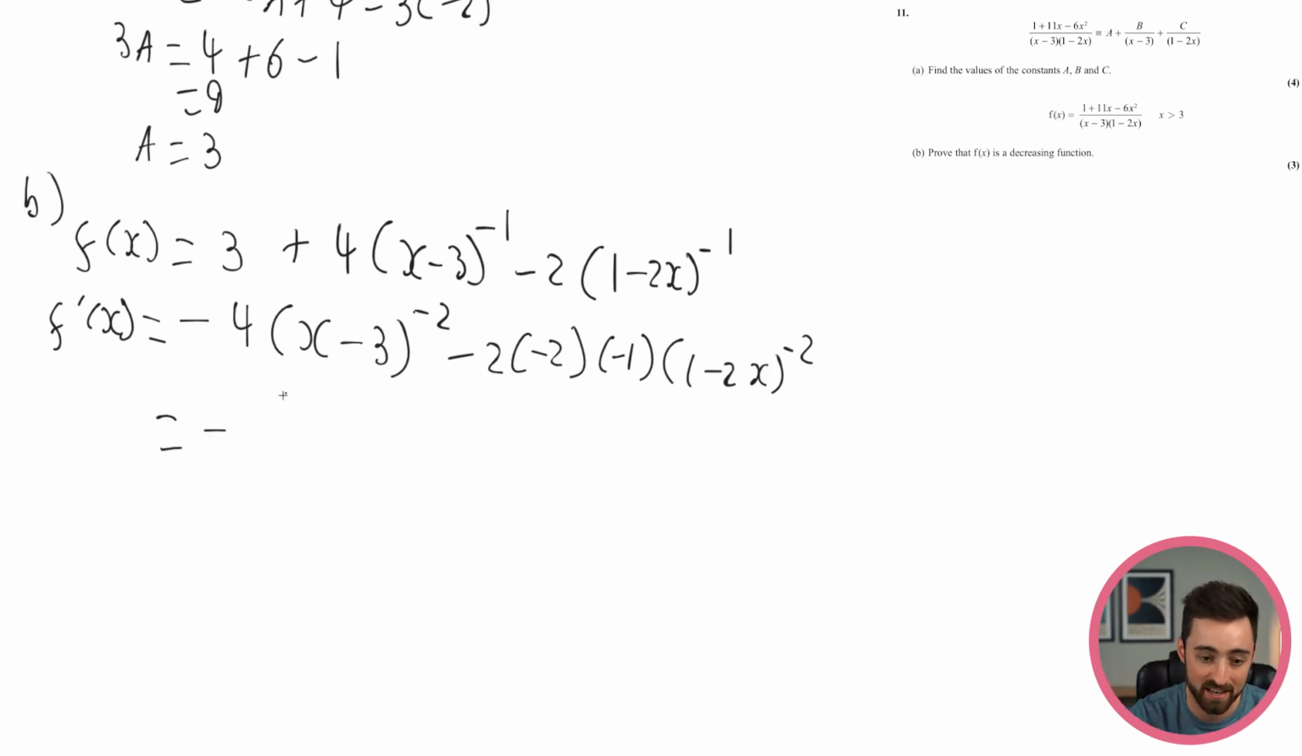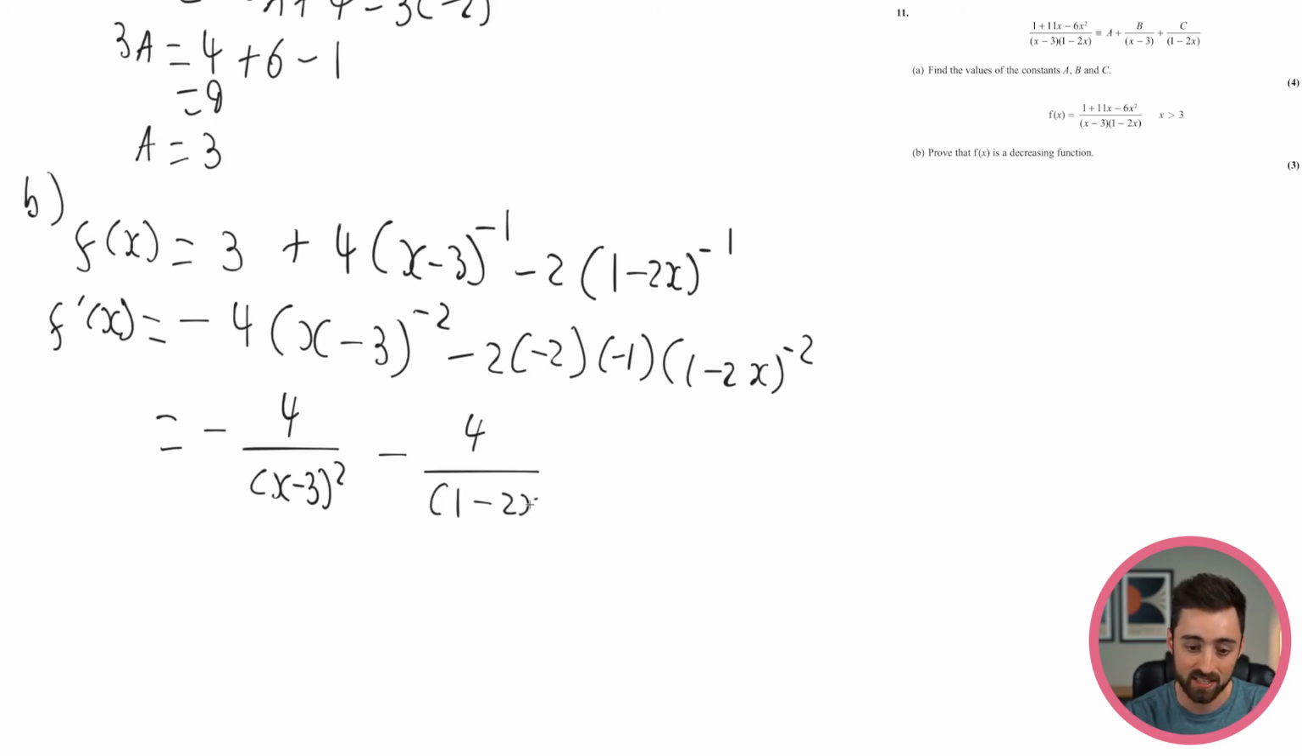So this is going to be minus 4 over x minus 3 squared. Minus 2 times minus 2 is going to be positive 4. Times by minus 1 is going to be negative 4. And then this thing here is going to be over 1 minus 2x all squared. Okay, so this is the derivative here.